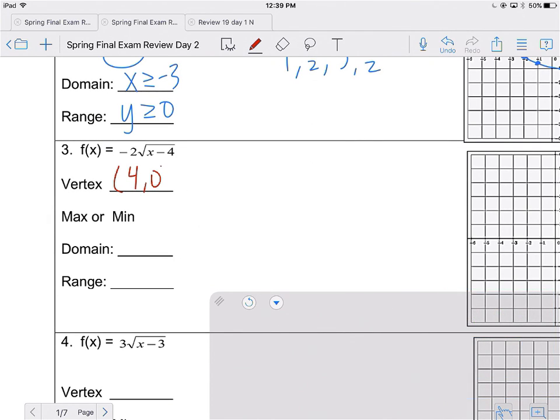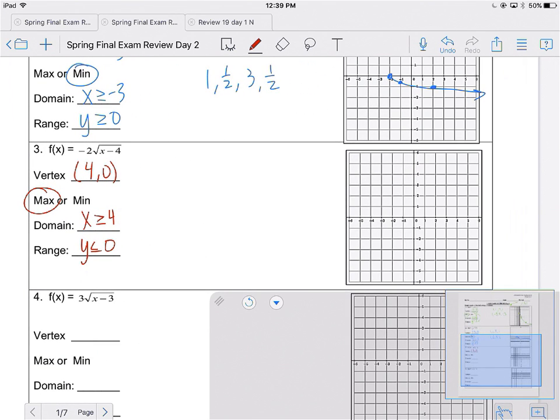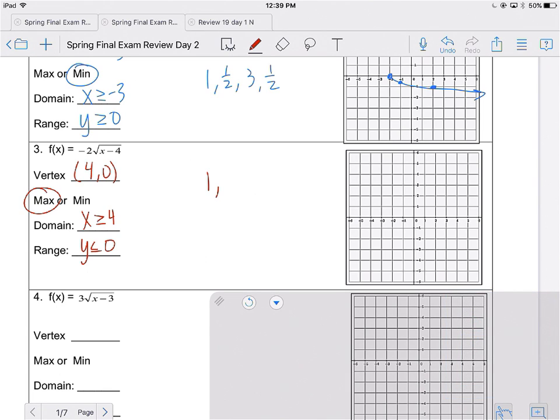Problem 3, my vertex is 4, 0, opposite of what's inside with x, the same as what follows. This one will have a maximum because there's a reflect in front. Domain is greater than, range therefore will be less than because of the maximum. Normal pattern, every other number is multiplied by negative 2. So I go to 4, 0. I go right 1, down 2. Right 3, down 2 is off the page, but you can still kind of see what's going to happen.